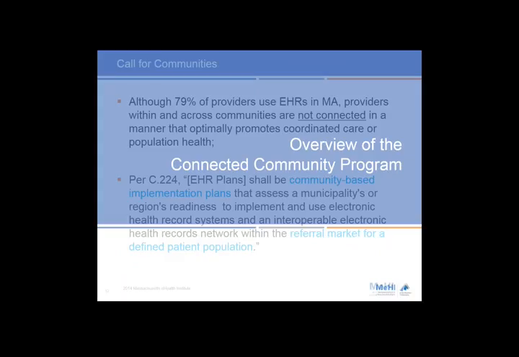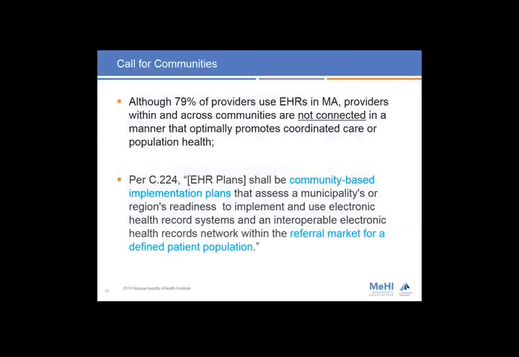So let me go into the Connected Communities program. This is one of a number of programs offered here at MeHI, a number of ones that I manage. And we start by talking about the problem that we are working to address.